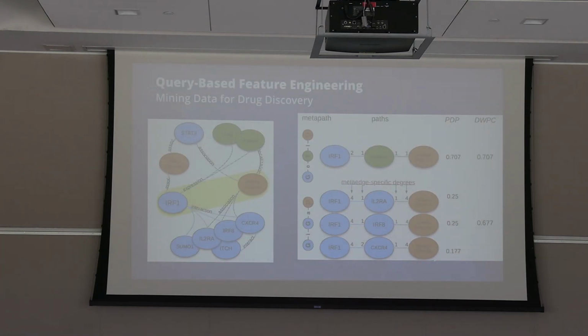So looking at and scoring what is the most probable way that we can get from this gene to this disease. What's the most likely scenario and connection for these two.